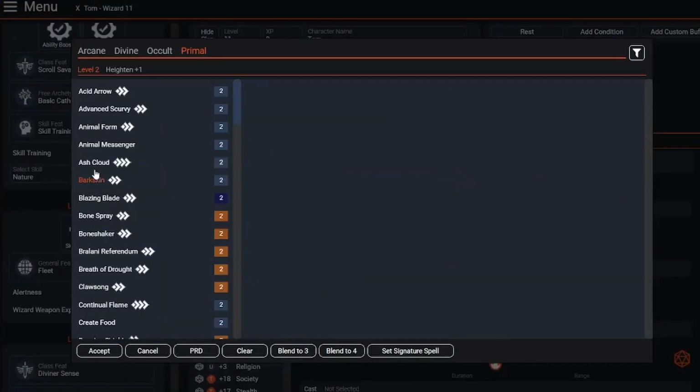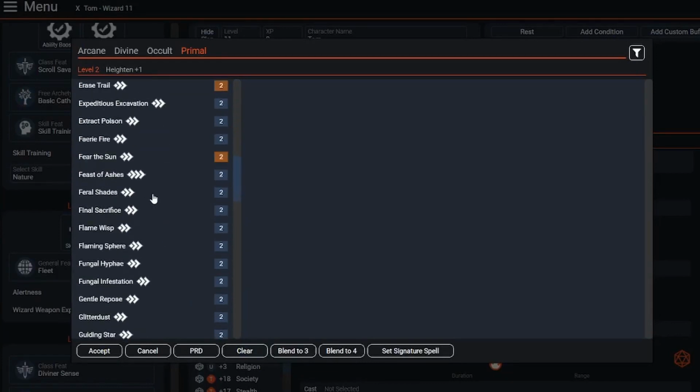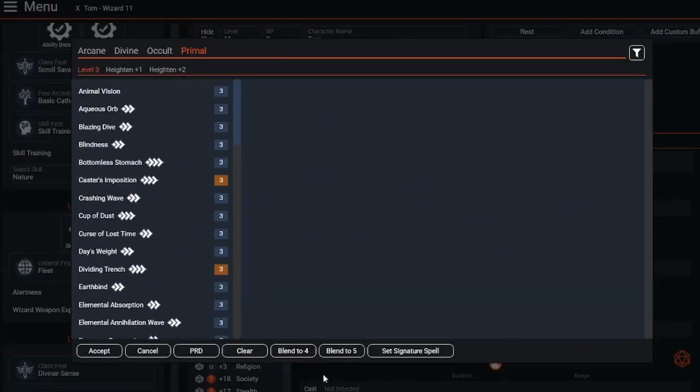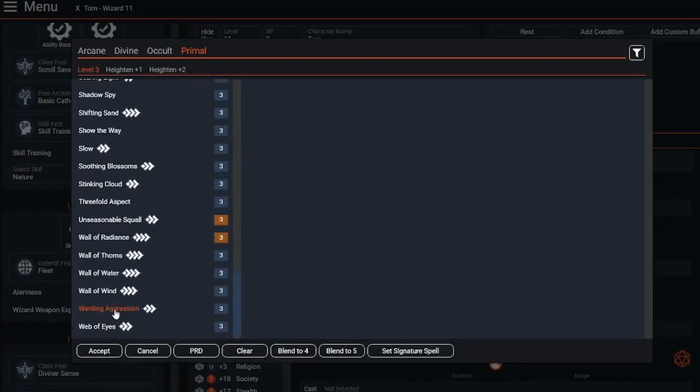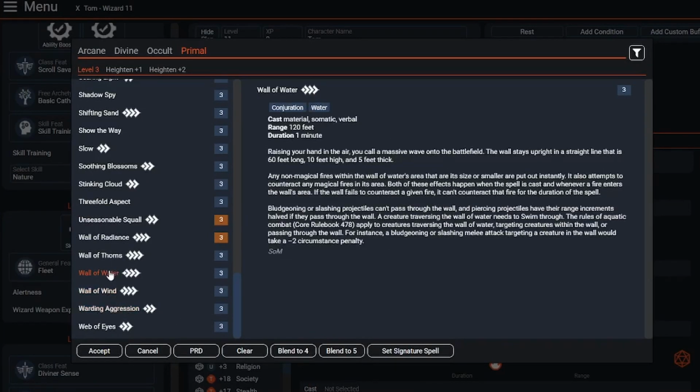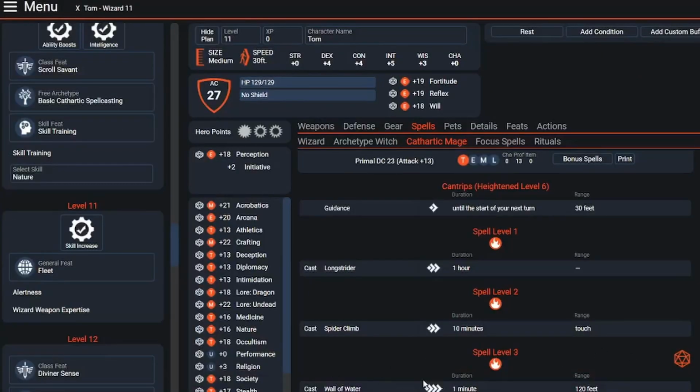For our level 2, again, getting out of trouble by climbing on ceilings with Spider Climb might be useful. And at level 3, another control effect which does not care about our spell DC is Wall of Water that might protect us from ranged attacks. We can cast spells through it if we want to.